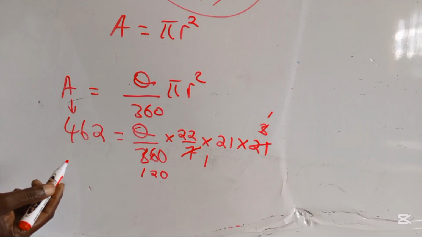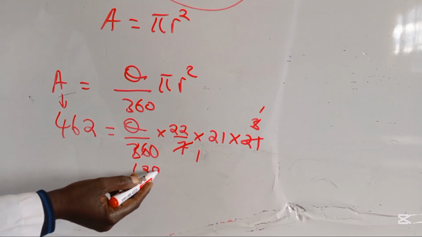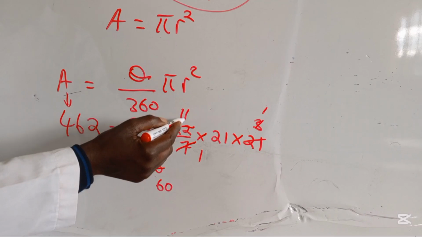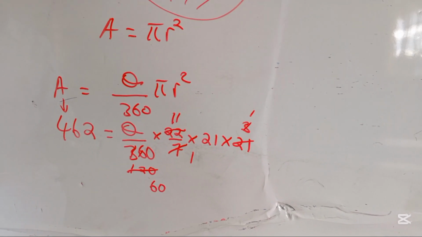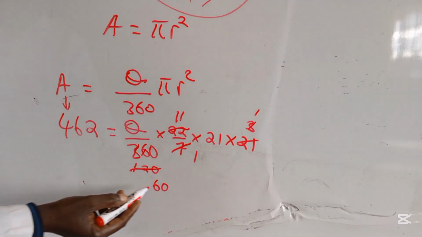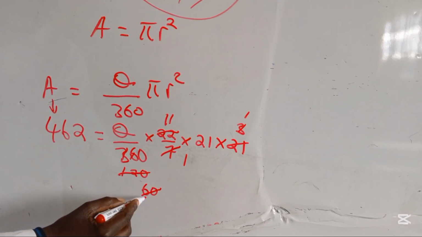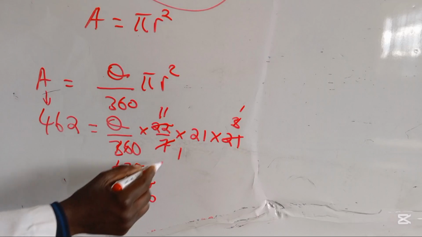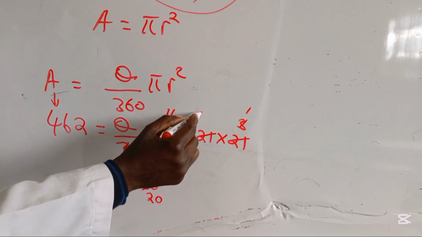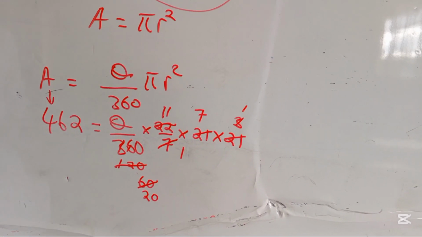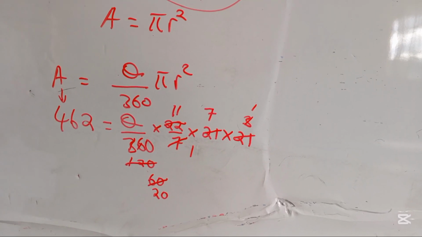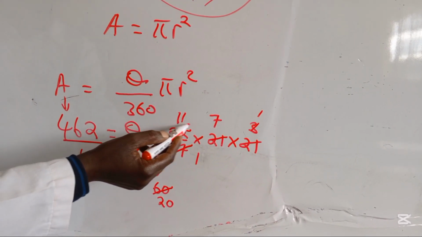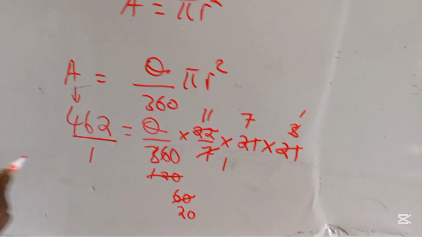I can see again something funny here. 2 can go there. 2 into 120 is 60. 2 there is 11. I hope people are following. And then I can see 3. 3 can go into 60 about 20 times. Wow, 3 can go into 21 7 times. Already I've simplified something. What am I seeing on top? I can see theta, 11, 7, 1. So these are the things which I will bring here.